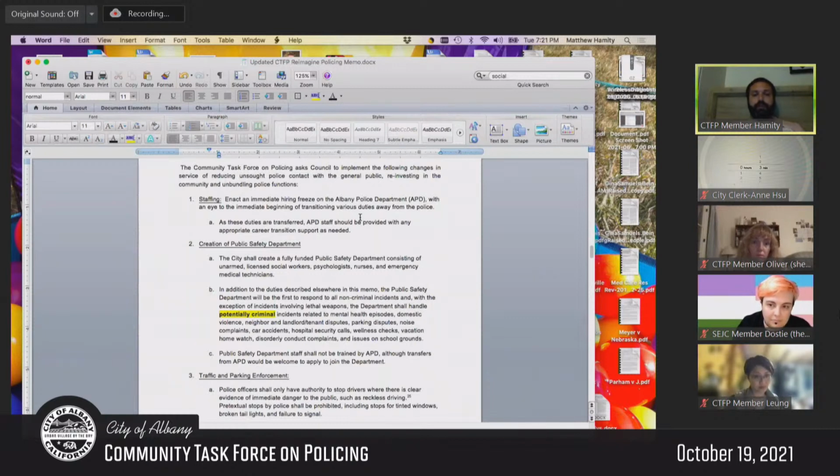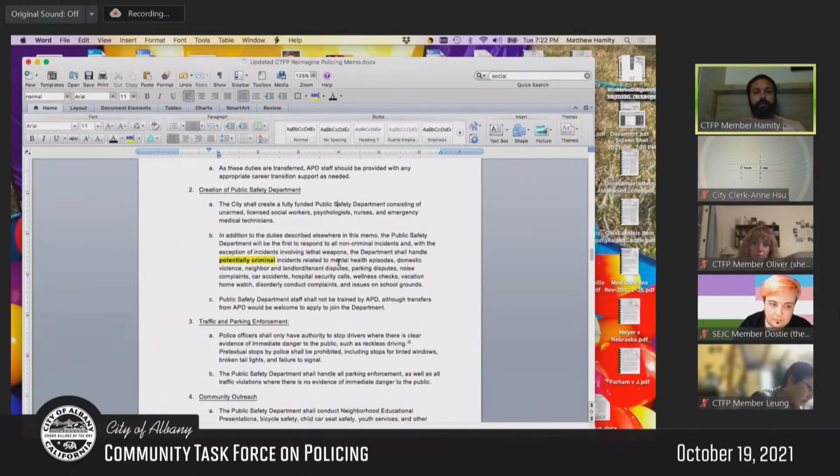Given that we are reimagining public safety in the city, first things first is enacting a hiring freeze on Albany Police Department, because given that things we hope will be changed substantially, it doesn't make sense to be hiring new people when we don't know what we'll be asking them to do.